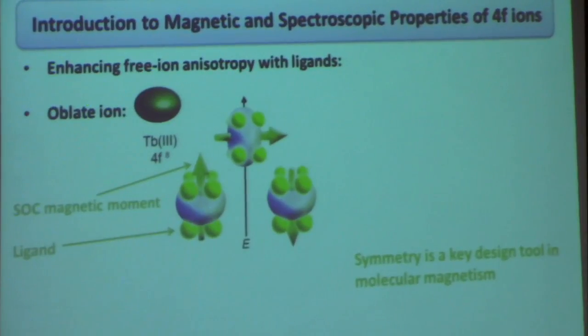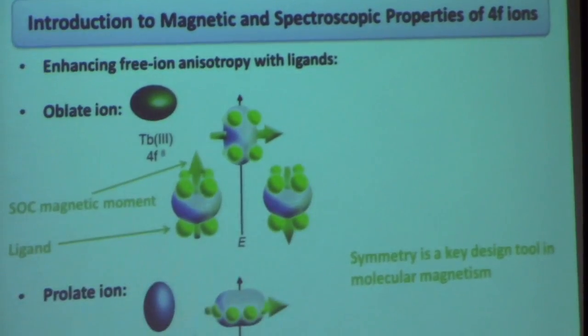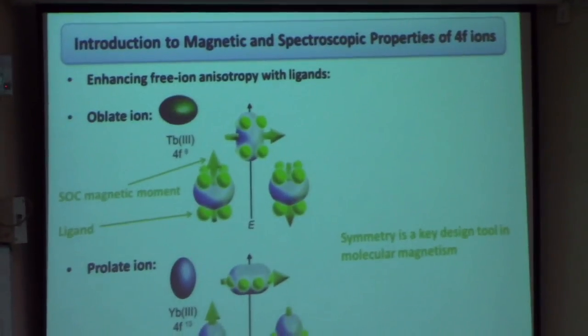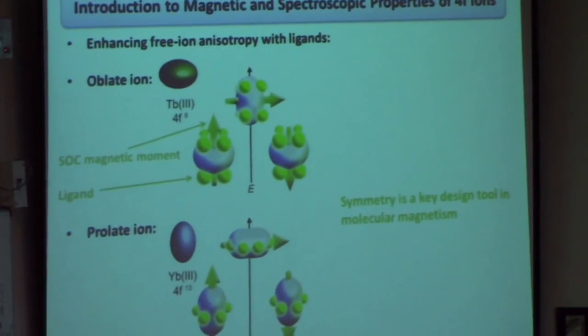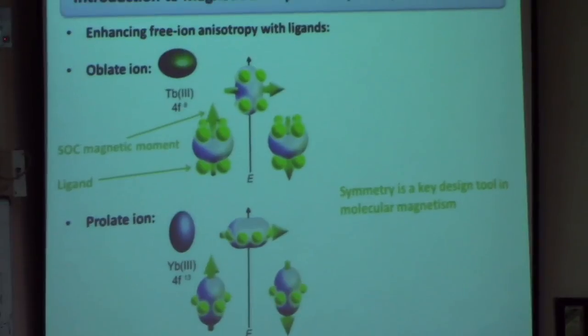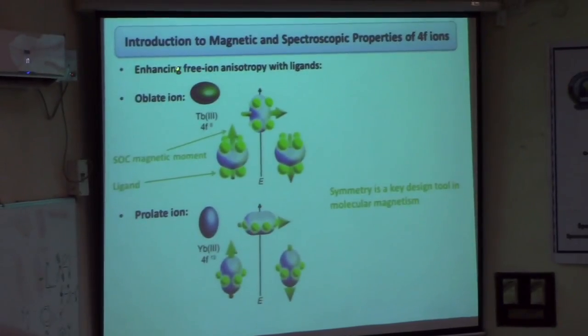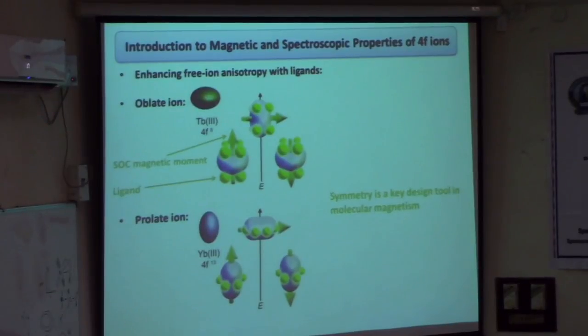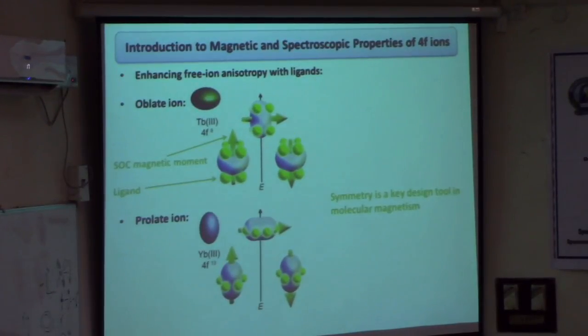So that's the situation for an oblate ion. Next we'll move to look at a prolate version. So the situation with prolate is different. Here with oblate we have what's said to be an axially symmetric environment. The ligands are placed above and below this metal line here along the magnetization axis.